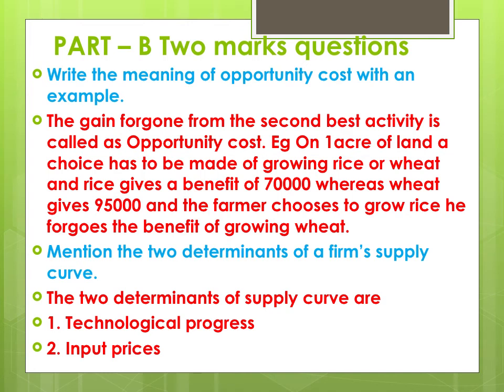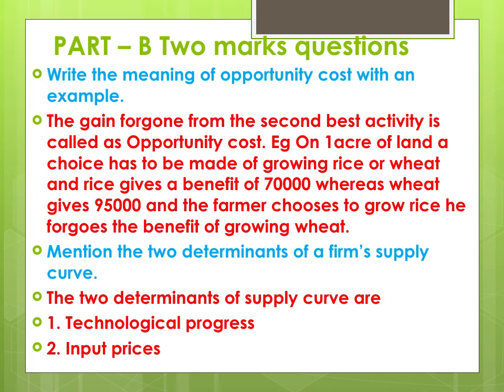The next question for the 2 marks is, write the meaning of opportunity cost with an example. The gain foregone for the second best activity is called opportunity cost. Example: on 1 acre of land, a choice has to be made of growing rice or wheat. Rice gives a benefit of 70,000, whereas wheat gives a benefit of 95,000, and the farmer chooses to grow rice. He forgoes the benefit of growing wheat. This is called the opportunity cost.